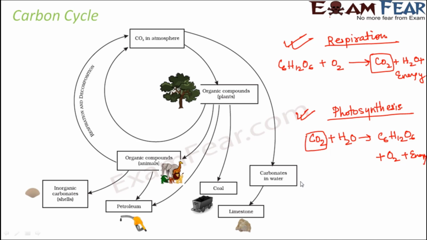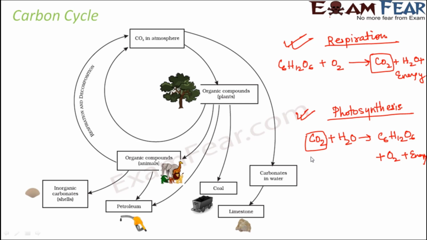Carbon dioxide is taken up from the atmosphere. So basically respiration and photosynthesis are two reverse processes. In respiration, carbon dioxide is given to the atmosphere. In photosynthesis, carbon dioxide is taken up from the atmosphere.